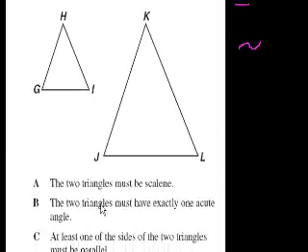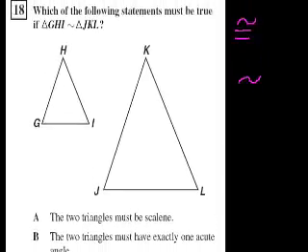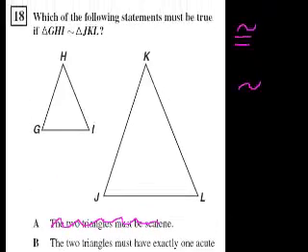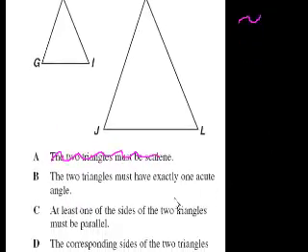The two triangles must be scaling. Now, you could have similar triangles that are isosceles or equilateral. That's not right. The two triangles must have exactly one acute angle. No, they could have two acute angles. They could have three acute angles. I mean, the way that they've drawn here, actually, all of them are acute. None of these angles are greater than 90 degrees, just the way they've drawn. So that's not right. Some of these statements are so crazy that they're hard to process.